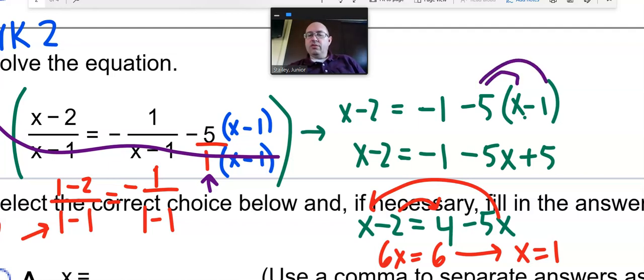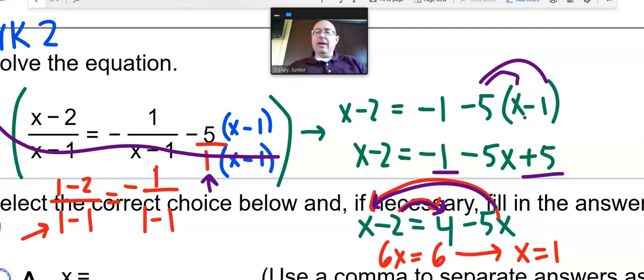And of course we're going to distribute that. Start adding some like terms on that side. And then start moving some things around, right? We added the 5x to that side. We added the 2 to this side. So 6 equals 6, x equals 1. Sounds great. Looks normal, with one major problem.